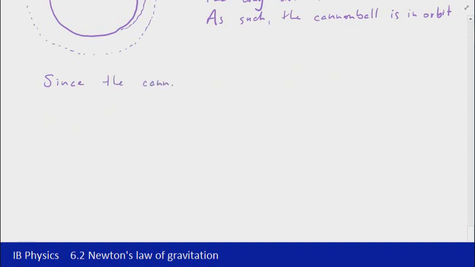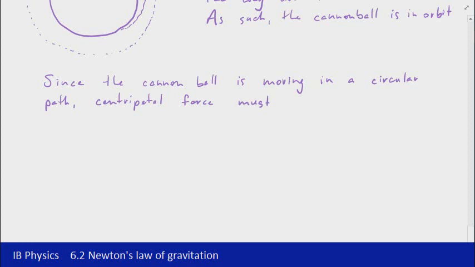If we now link these two ideas, since the cannonball is moving in a circular path, we know that centripetal force must be acting on it. And as we know for centripetal force, the direction of that force is directed towards the center of the motion. Or another way to put it, the centripetal force is perpendicular to the velocity. And if we have this situation, we know that the centripetal force is going to be provided by gravitational force.